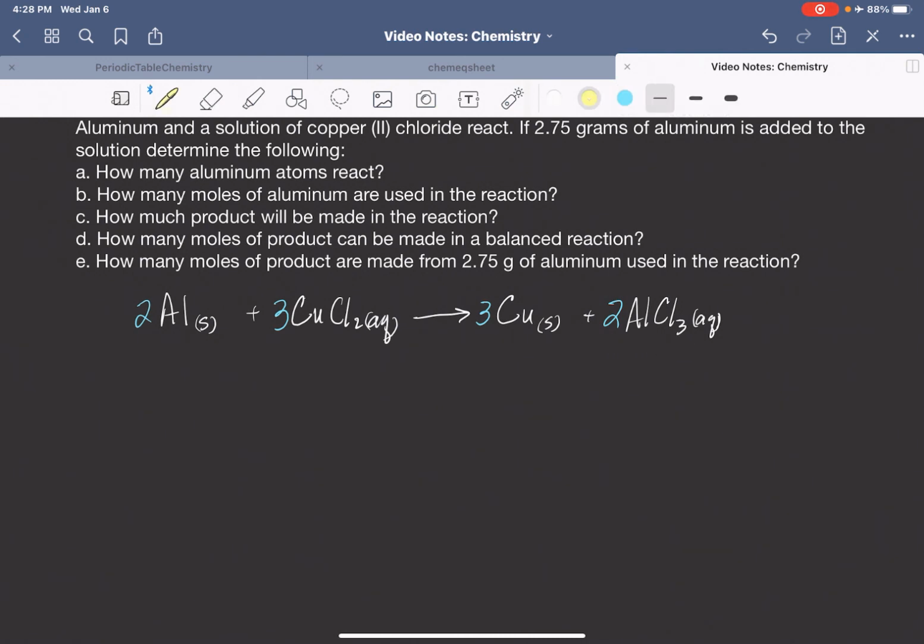How many moles of product are made from 2.75 grams of aluminum used in the reaction? We actually answered this problem earlier when we were calculating C. It's just that we took it one more step further. All that dimensional analysis, that we call stoichiometry, by the way.